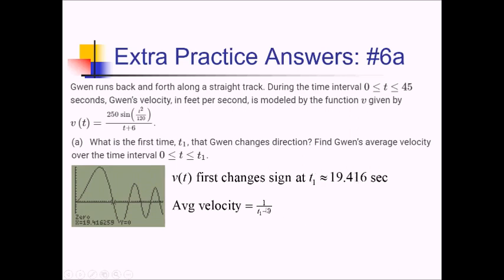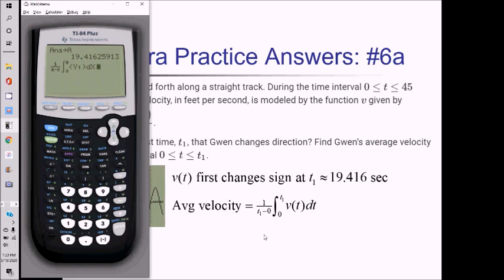And let's see, I'm multiplying that now by the integral from 0 to T1 of, well, we're going to have to just do the velocity, right? We're taking the average velocity, so v of t dt. And they already told us what v of t is, so I'm not going to rewrite it. But I am going to do this on the calculator. So here's what this looks like on my calculator.